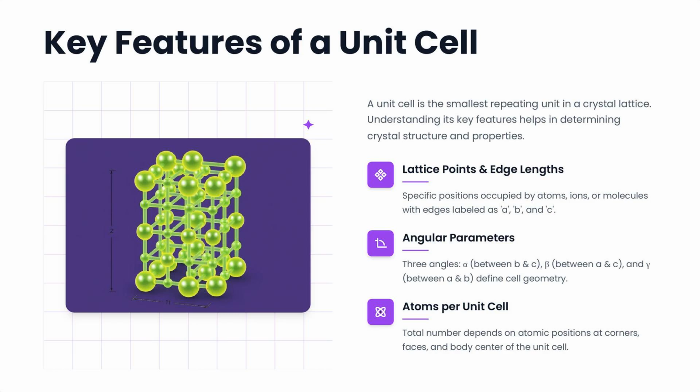The unit cell is fundamental to understanding crystal structures. Start by explaining that lattice points mark where particles are located in space. The 3 edge lengths A, B, and C define the cell dimensions, while the 3 angles alpha, beta, and gamma determine the cell shape. When counting atoms per unit cell, remember that corner atoms are shared by 8 cells, face atoms by 2 cells, and body-centered atoms belong entirely to 1 cell. Visual models are essential for students to grasp these three-dimensional concepts effectively.